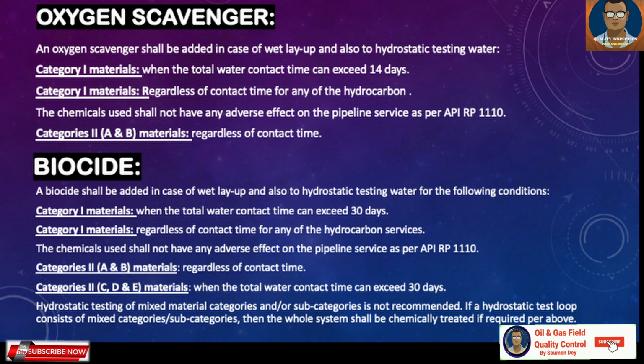For hydrostatic testing of category 3, there is no requirement for adding oxygen scavenger or biocide, because it never reacts with the non-metallic things. Hydrostatic testing of mixed material categories and/or subcategories is not recommended. If different categories are part of the same hydrostatic system, then you need to do a chemical treatment after the hydrotest to make sure that the water is not contaminating the pipe material itself.